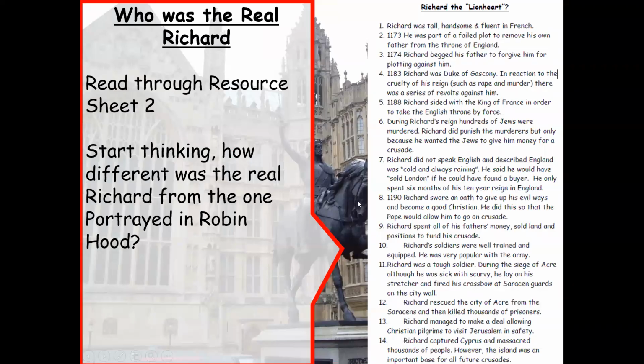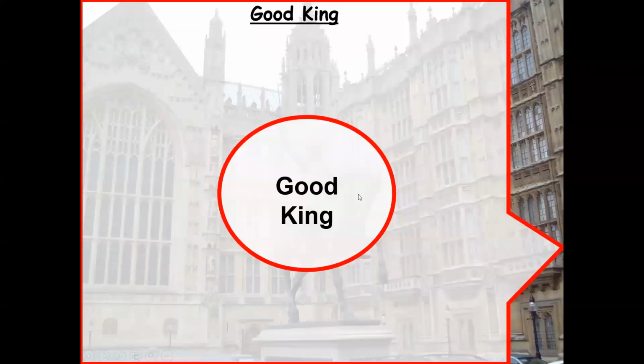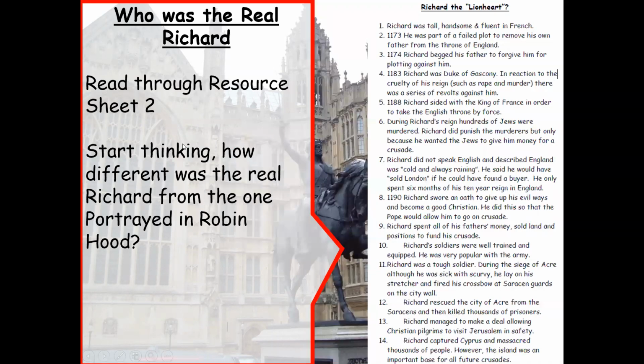Now that we've established what we think makes a good king, let's have a look at some sources, some real history on who Richard really was. You can find resource sheet 2, again attached to your Show My Homework. So he was tall, handsome, and fluent in French.